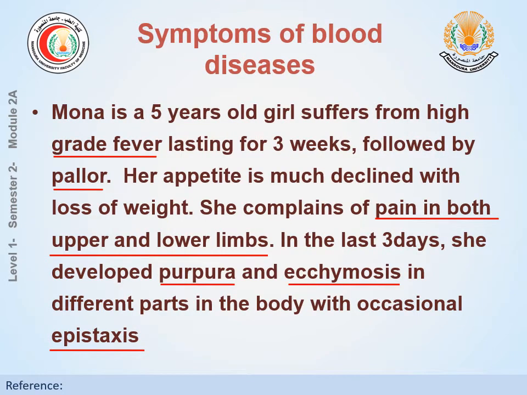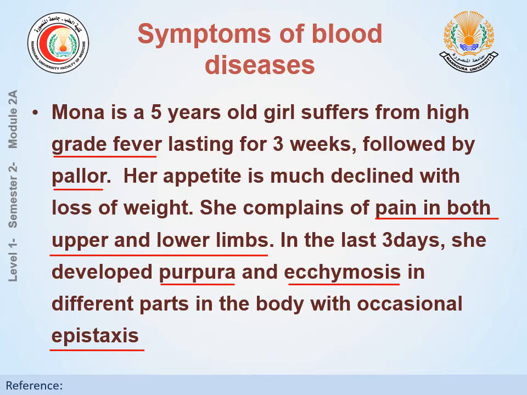Symptoms of the blood disorders. What are the common symptoms found in this case scenario related to the blood disorder? First is the high-grade fever that lasts for a long time, for 3 weeks or more. Second is the presence of pallor, also one of the common symptoms of blood disease. Third is the presence of pain in both the upper limbs and the lower limbs, so pain affecting the bone, which is called bone aches.